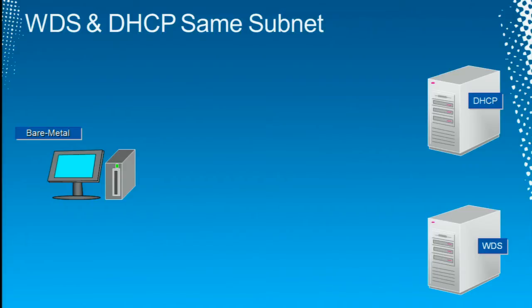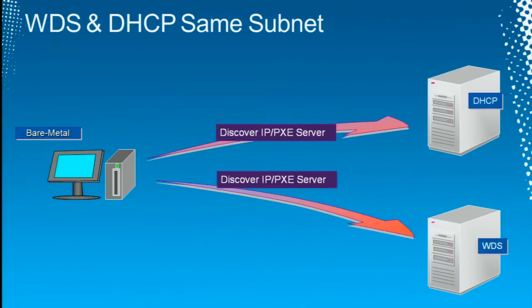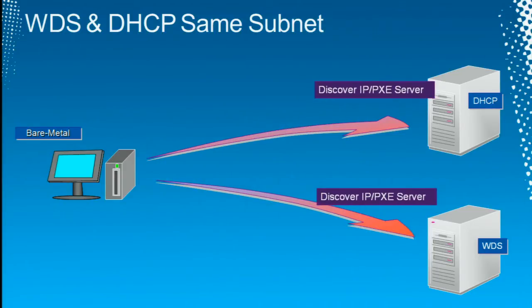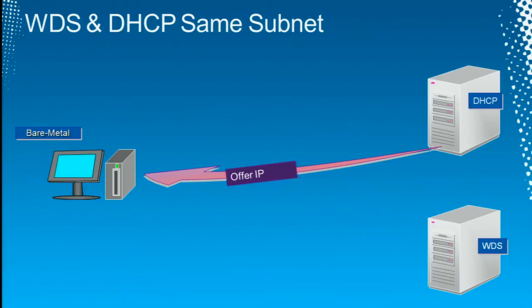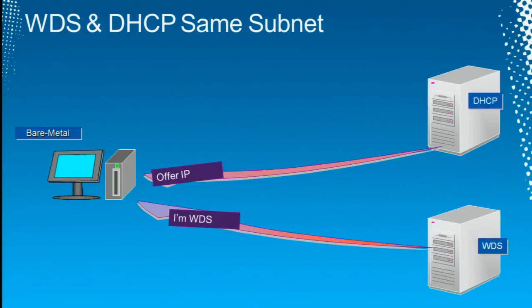All this traffic is done by broadcast. So the discover packet goes out, and both DHCP and WDS are listening on UDP port 67. Now, Network Monitor is my favorite tool. I always turn on Network Monitor just to see what's going on under the hood because that's where you really find out what's happening. And what looks really strange is the DHCP server makes an offer of an IP address, and then the WDS server makes an offer too.